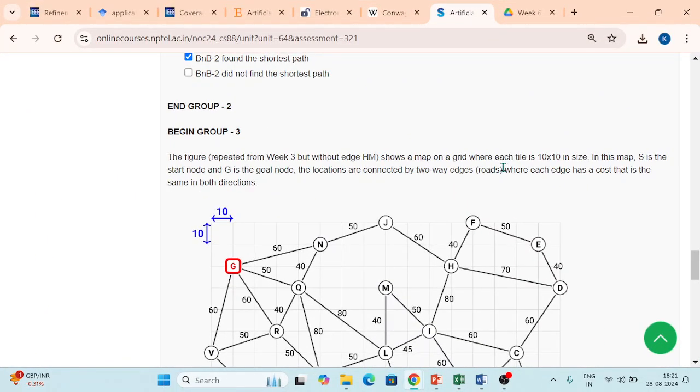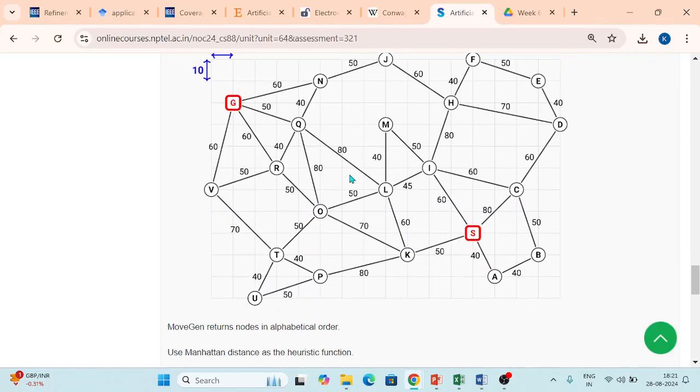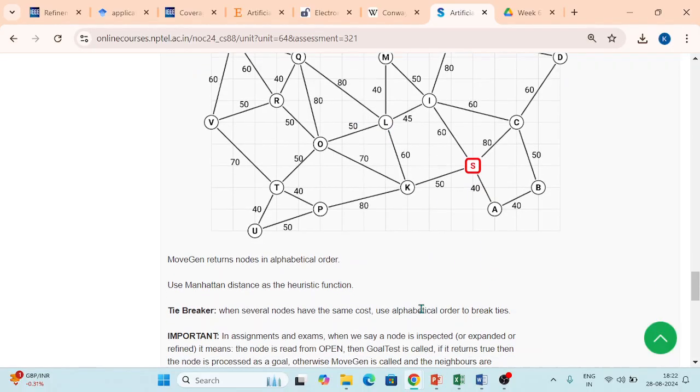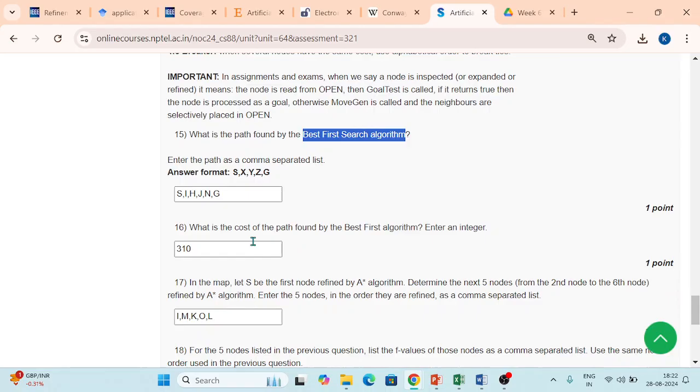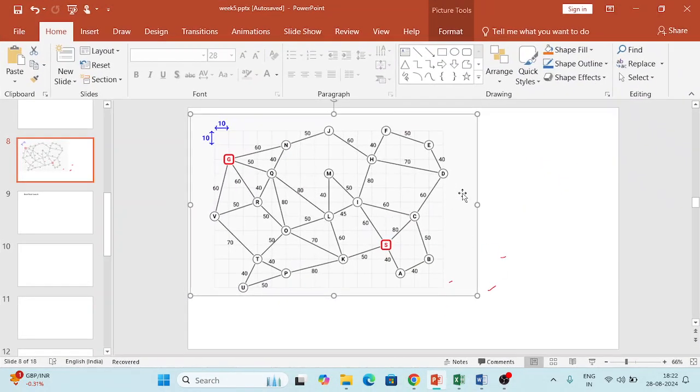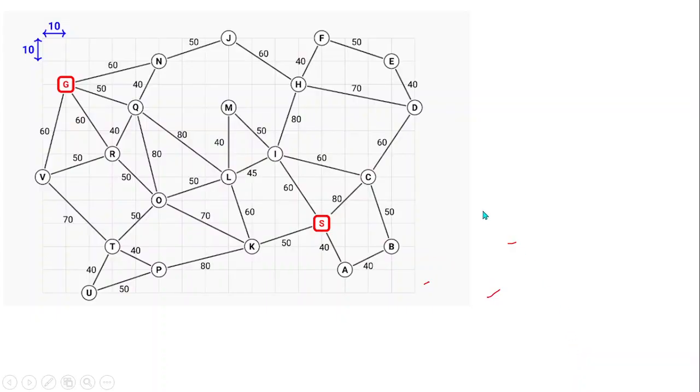Hi everyone. So this is the discussion of week 5 for the best first search and A-star algorithm. This is the graph they had given for us to calculate the best first search. What they are asking us to calculate is the path found by the best first search algorithm and the path cost.